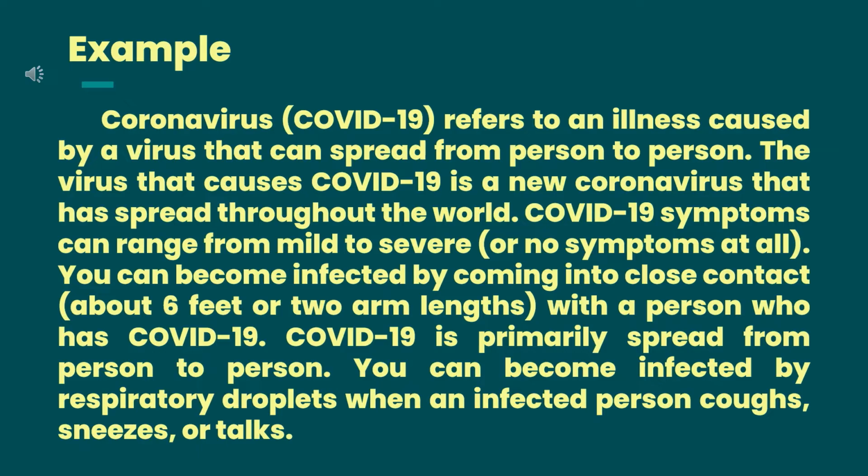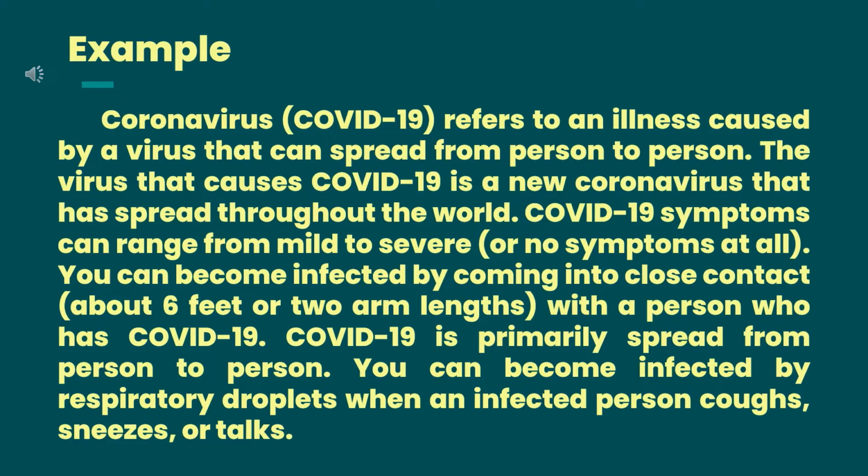Here is an example of a scientific definition paragraph. Coronavirus COVID-19 refers to an illness caused by a virus that can spread from person to person. The virus that causes COVID-19 is a new coronavirus that has spread throughout the world. COVID-19 symptoms can range from mild to severe or no symptoms at all.